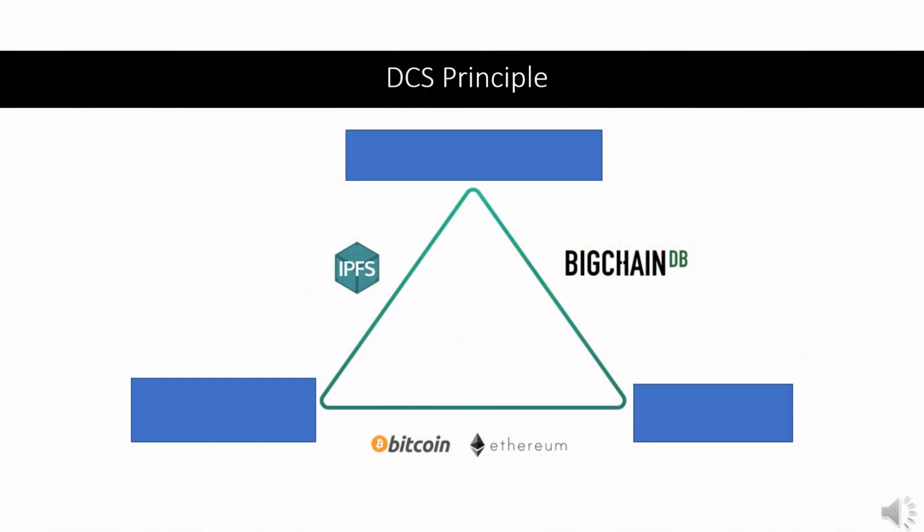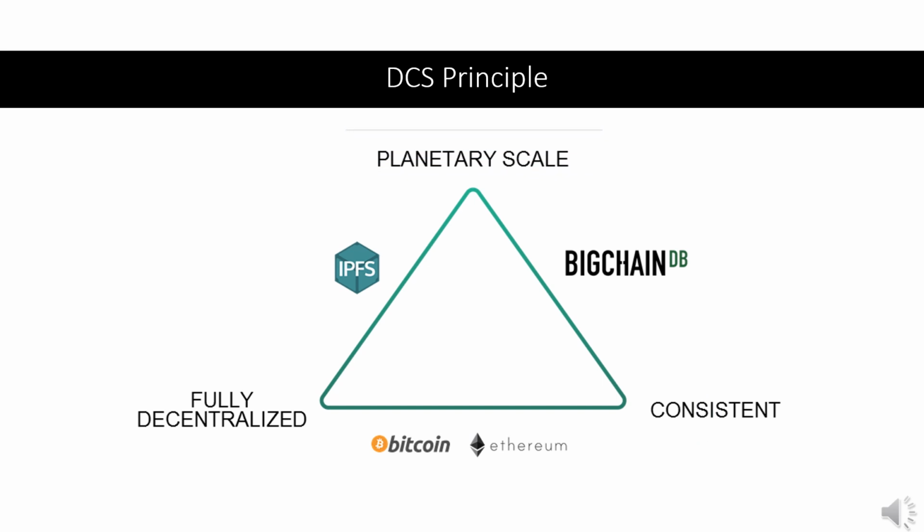In fact, as an analogy to the famous CAP theorem, we have the DCS principle, which stands for decentralization, consistency, and scalability. You can only have two, where you must sacrifice on the third one.